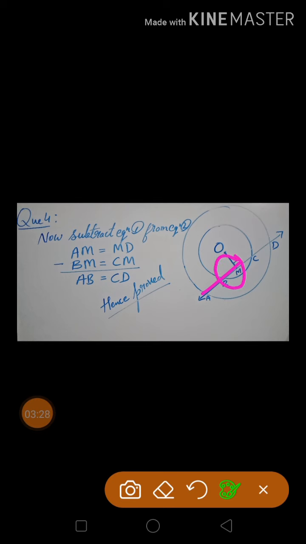Now see the next one, MD means this length. If we are subtracting CM, means this, so what will be left? CD will be left, that we are writing here. So now we have got that AB equals CD, hence proved.